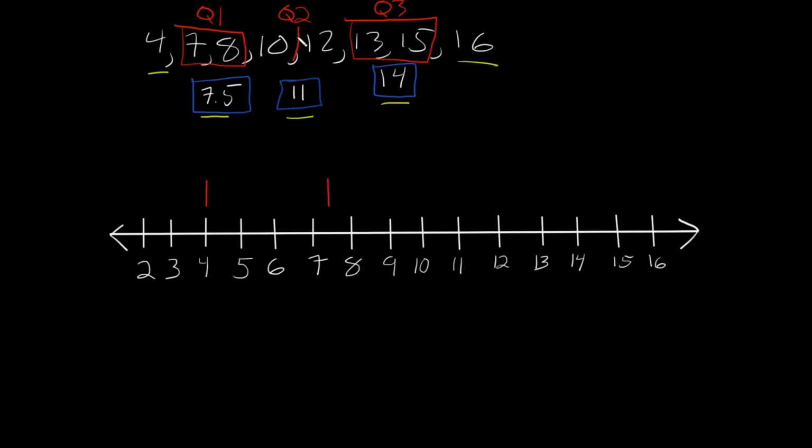Our median, or Q2 value, was 11. Our Q3, or quartile 3 value, is 14. And our maximum here was 16. And what we're going to do is actually create box and whiskers, right? So the Q1 and Q3 are going to be the ends of the box. So I can go ahead and connect these here.